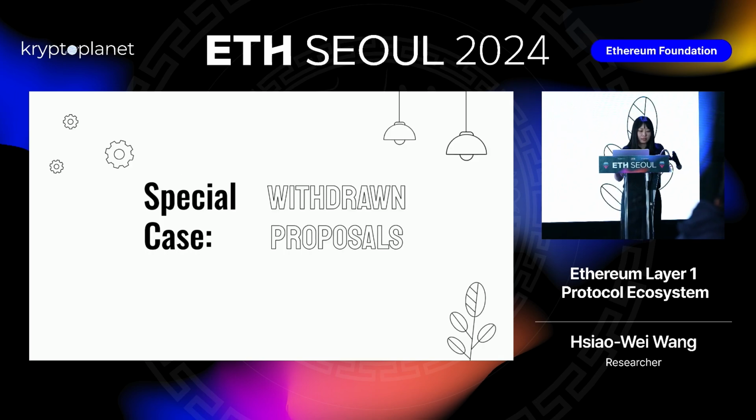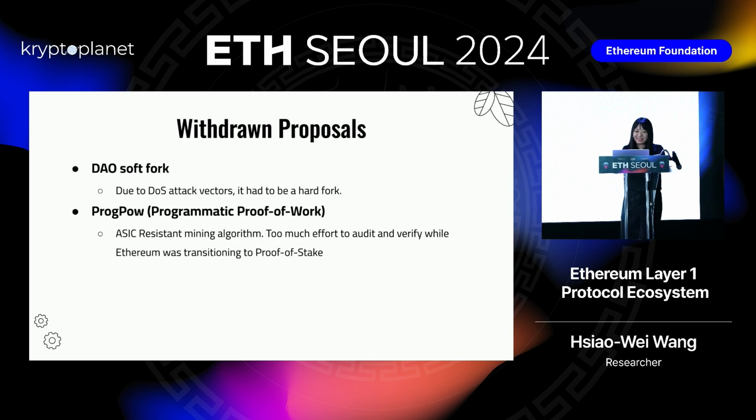Okay. Also, it's possible that one EIP was discussed over and over again, getting very, very close to being included. However, it didn't get accepted eventually. So I think it became an old joke. The first one is the DAO soft fork. Due to the DoS attack vectors, it is hard to use a soft fork to solve it. So it turns out the client teams thought they had to use a hard fork by that time.